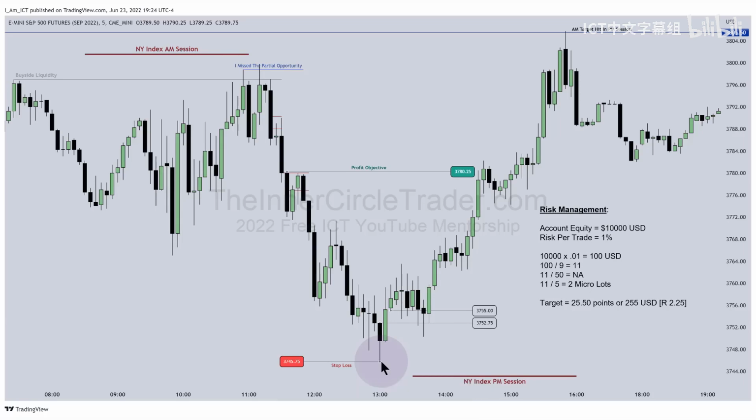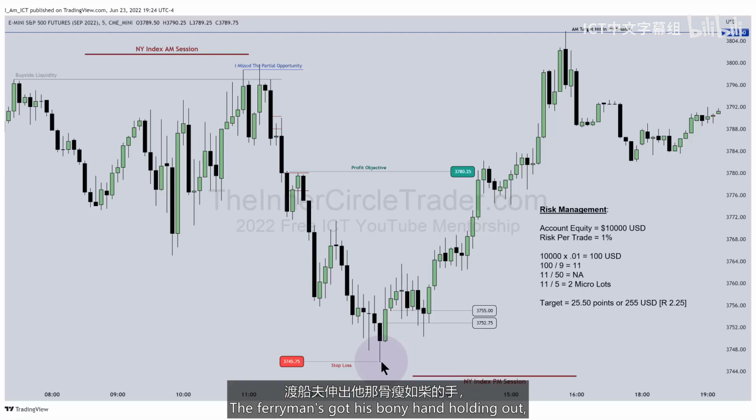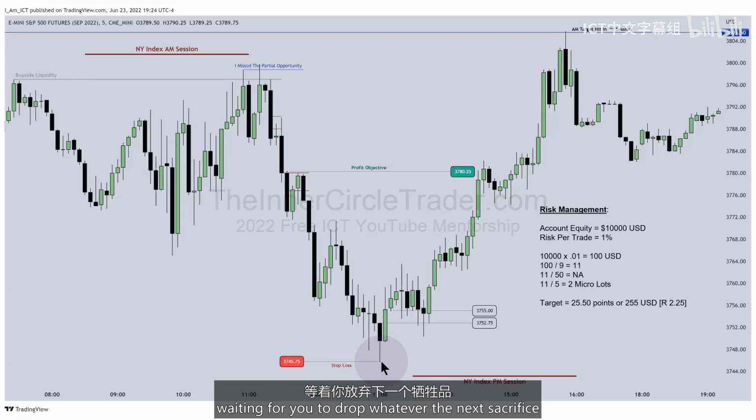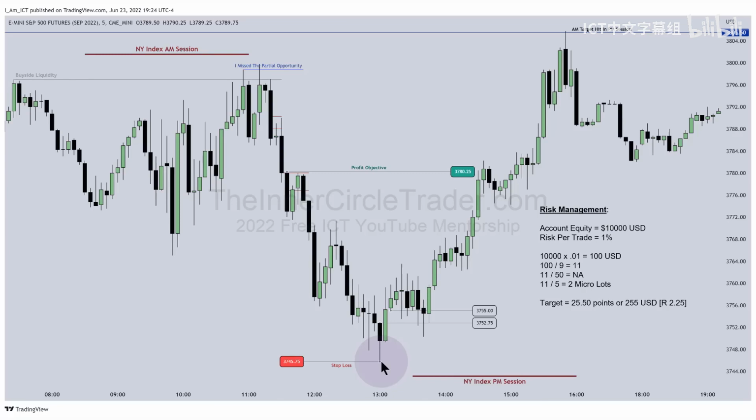And occasionally, guess what? The ferryman's got his bony hand held out, waiting for you to drop whatever the next sacrifice of your losing trade's going to be. And you have control of how bad that's going to be. You limit it. But you have to do the math and stick to it.